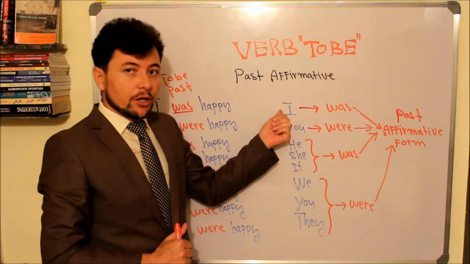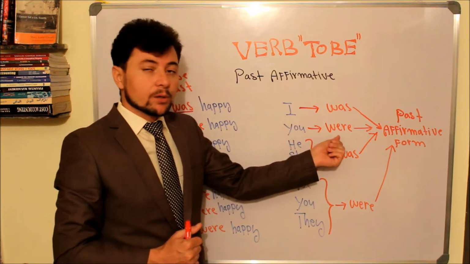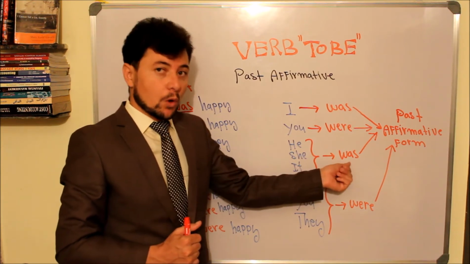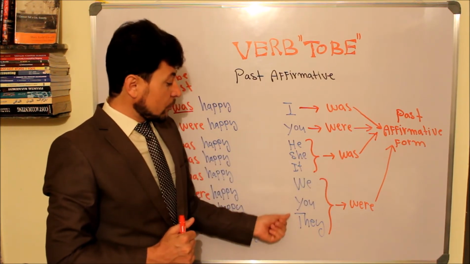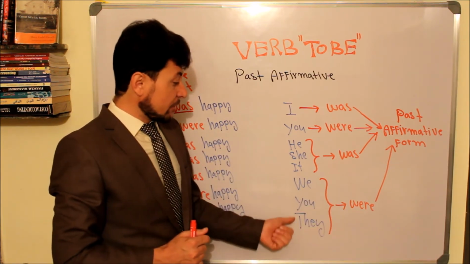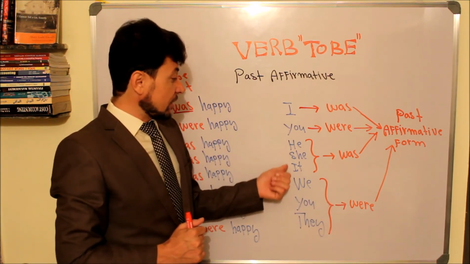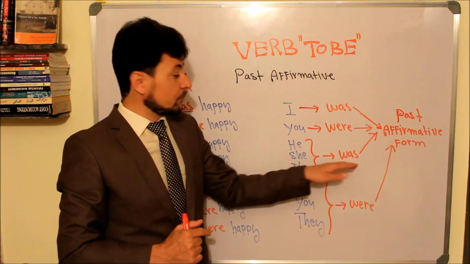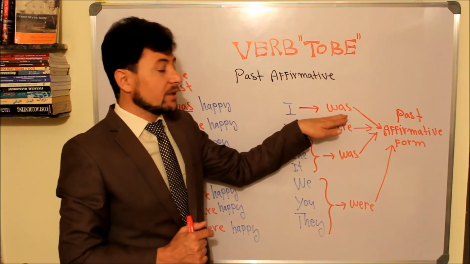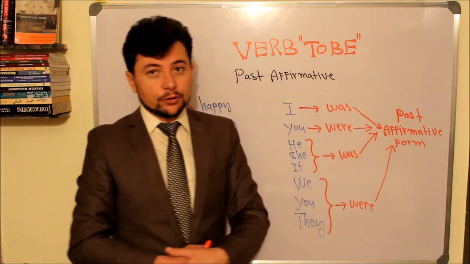For subject I, we use was in the past. For subject you, we use were in the past. For subjects he, she, it, we use was. For subjects we, you, they, we use were. So for the plural subjects, we, you, they, verb to be is were. For singular subjects, he, she, it, verb to be is was. For you, verb to be is were, and for I, verb to be is was. So this form is used in the past affirmative form of verb to be.